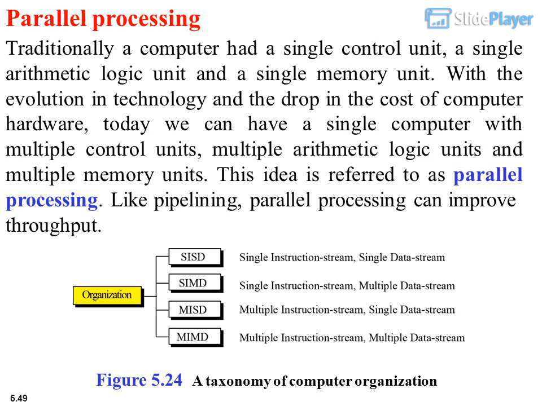Parallel processing. Traditionally a computer had a single control unit, a single arithmetic logic unit and a single memory unit. With the evolution in technology and the drop in the cost of computer hardware, today we can have a single computer with multiple control units, multiple arithmetic logic units and multiple memory units. This idea is referred to as parallel processing. Like pipelining, parallel processing can improve throughput.